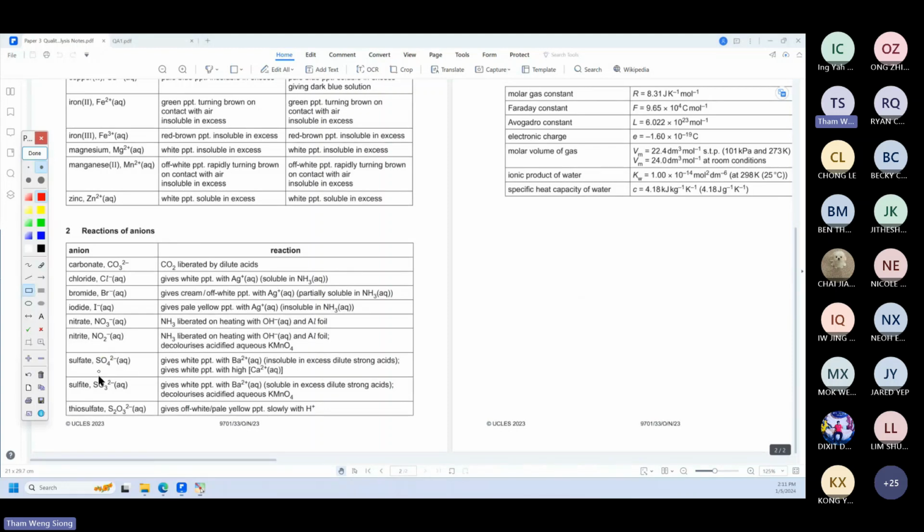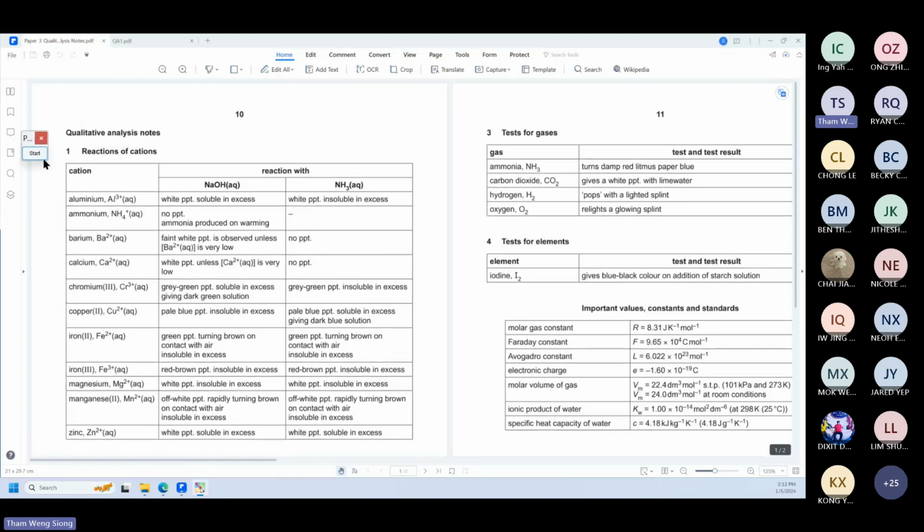So two things to take note of. Please do take note that now for iodine, it will be pale yellow with silver nitrate. For thiosulfate, it might give off the off-white pale yellow precipitate with hydrogen ion. For this reaction, please leave the test tube after you add the acid for a few minutes. Do take note, this will be provided under qualitative analysis notes.